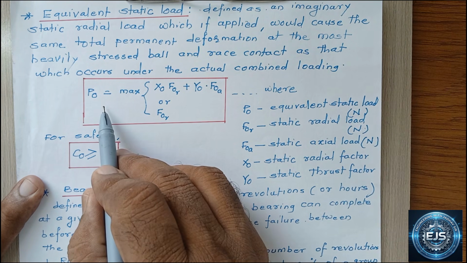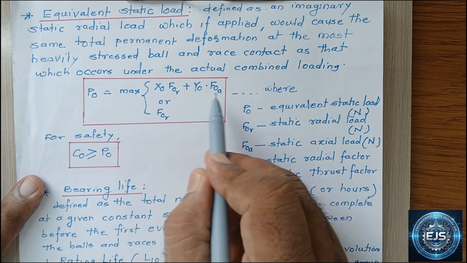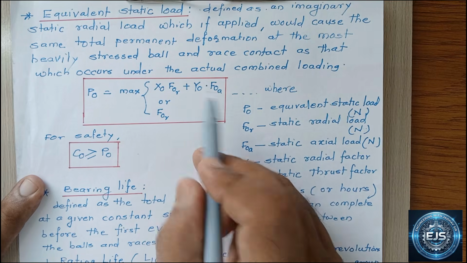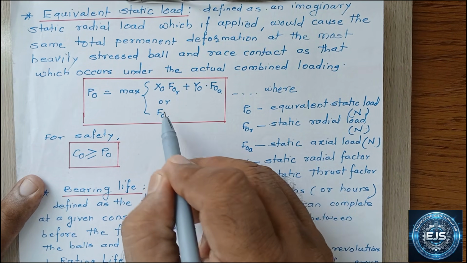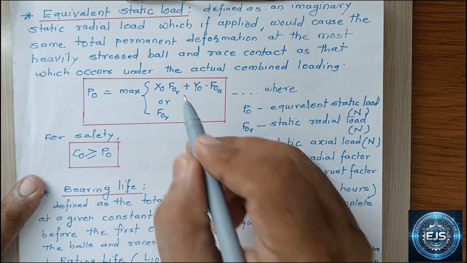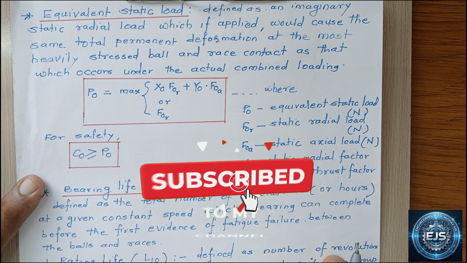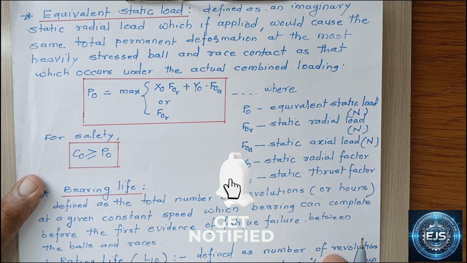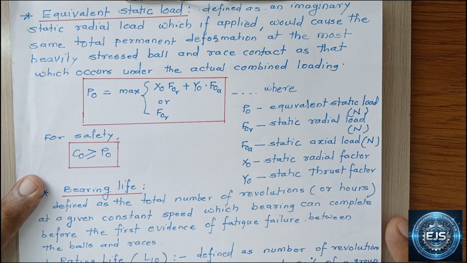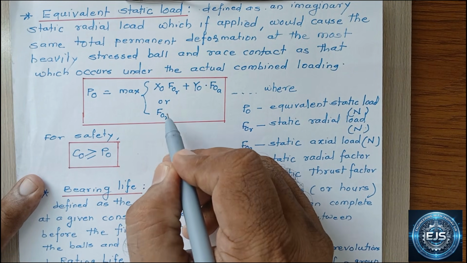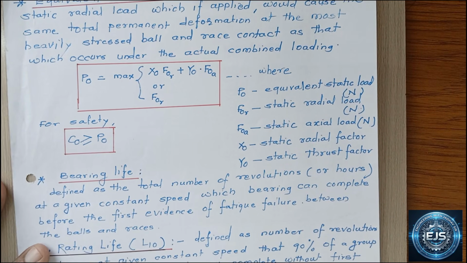So equivalent static load is denoted by P naught. It is maximum of these two values. First is X0 Fr plus Y0 Fa. Naught indicates the static load. So X0 Fr plus Y0 Fa, or it is a purely radial load. इन दोनों में से जो ज़्यादा होगा या maximum होगा, that is nothing but equivalent static load, that is P naught. So P naught indicates the equivalent static load. It is imaginary load. इस लोड का इफेक्ट एक्चुअल कंबाइंड लोडिंग जैसा ही रोलिंग कॉन्टैक्ट बेरिंग में होता है. तो इन दोनों में से जो मैक्सिमम वैल्यू है, दैट इज द वैल्यू ऑफ द इक्विवेलेंट स्टैटिक लोड.